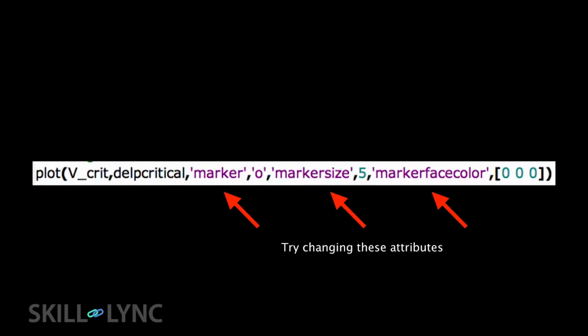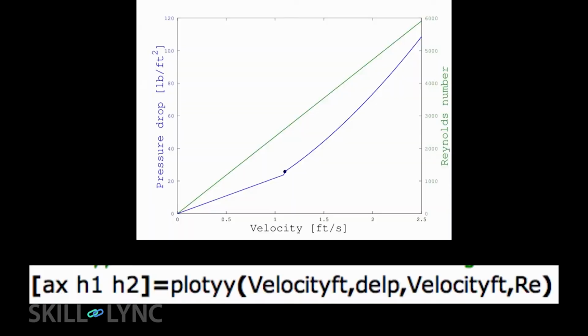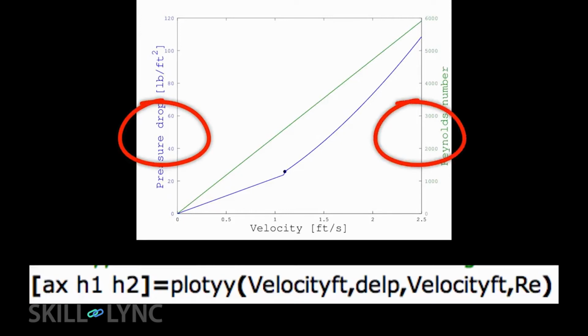Finally, we are ready to do some plots. We are going to plot the critical velocity and the corresponding pressure drop first. Next, we use the plotyy function to make the main plot. The reason why we choose this function is because we want to make use of the y-axis on the left hand side as well as on the right hand side.